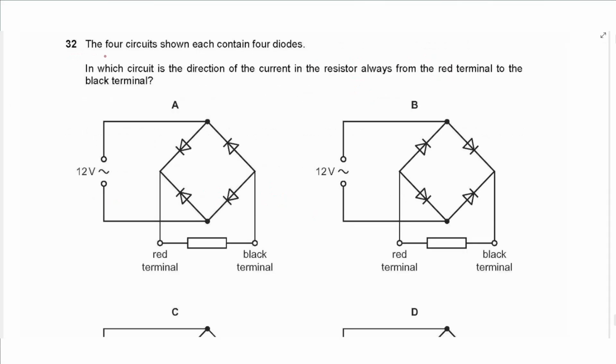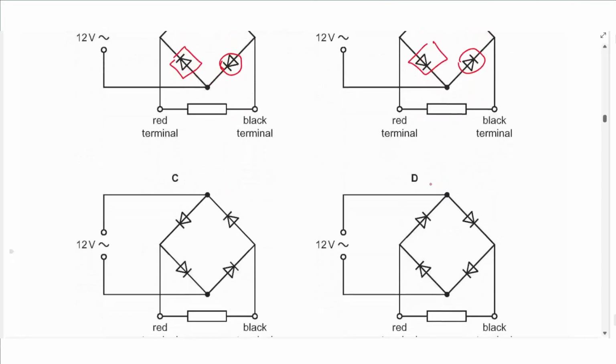Question 32 says the four circuits shown each contain 4 diodes. In which circuit is the direction of the current in the resistor always from the red terminal to the black terminal? So this is a full wave rectifier. In a full wave rectifier, all diodes that are opposite to each other must be pointing in the same direction. So A is a possible answer. B is also a possible answer since the opposite diodes are pointing in the same direction.